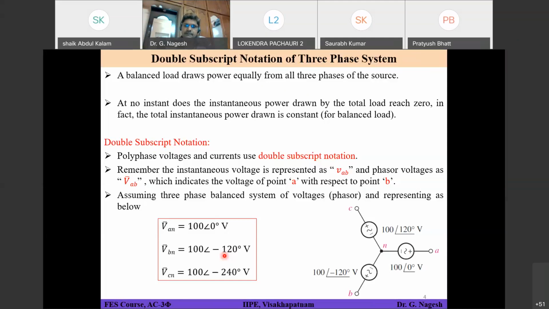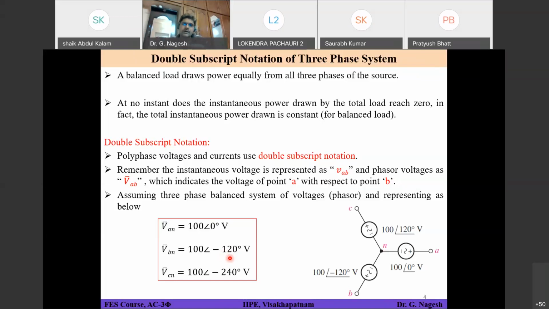Because always we should maintain a 120 degrees phase shift between the different phases. If you are considering one as your reference, the others should follow that sequence. I hope you understand. If VAN is equal to 100 at an angle of plus 40 degrees, VBN will be 100 at an angle of minus 80 degrees. That's called a balanced system. Always 120 degrees phase shift should be maintained.